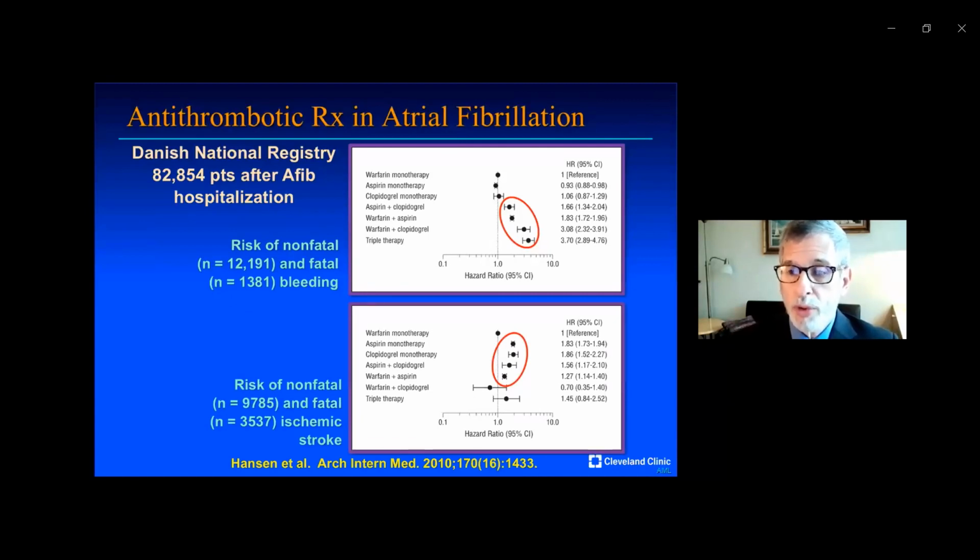So the triple therapy, or the combination of warfarin plus clopidogrel in this study, does seem to be predictive of, or associated with, an increased risk of bleeding, at least in this retrospective analysis. So this dilemma has led to a number of trials, fortunately trials that have become increasingly definitive, to address this issue of what is the best anticoagulant regimen in patients who have atrial fibrillation and undergo PCI.